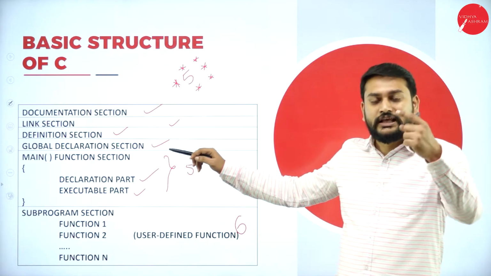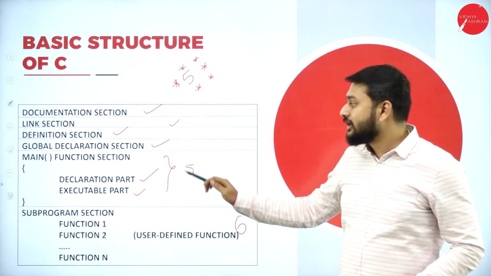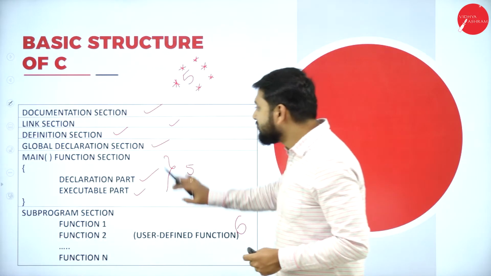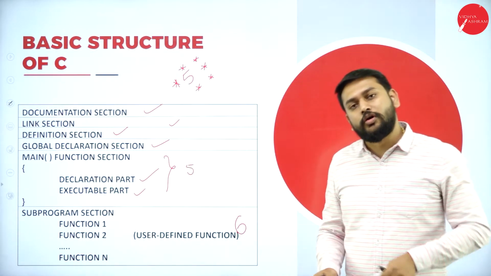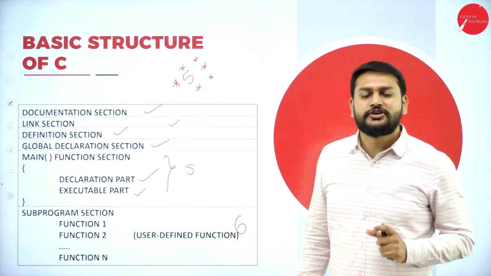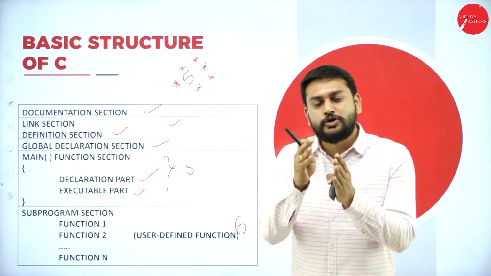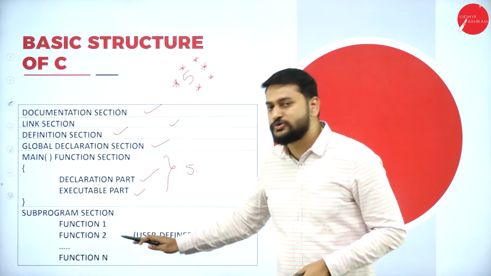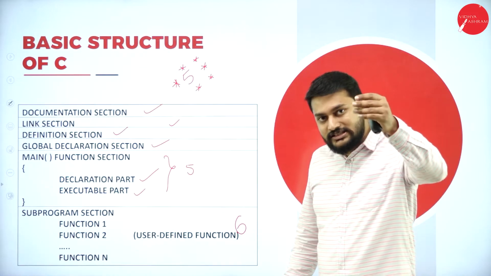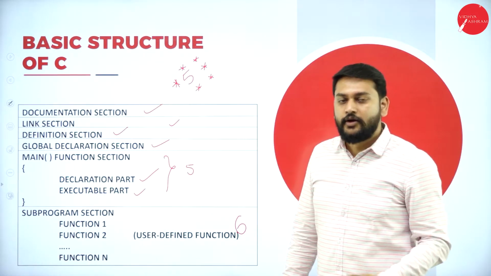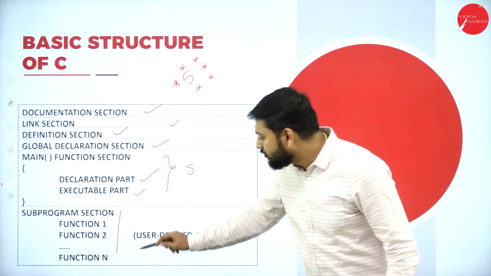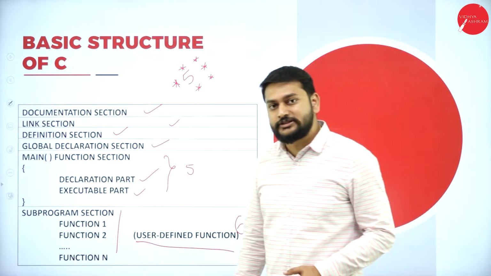You now know what documentation is, what the link section is, what the global declaration section is, and what the main function is. In it you will write this is a function. Along with that, you can also write subprograms. You can write small functions or small programs that I will call subprograms. Where do I write them? After this main function I will write those functions. That is what I will call the sub function or sub program section. So this is what I will call user defined functions.